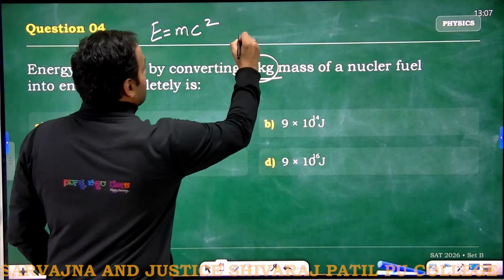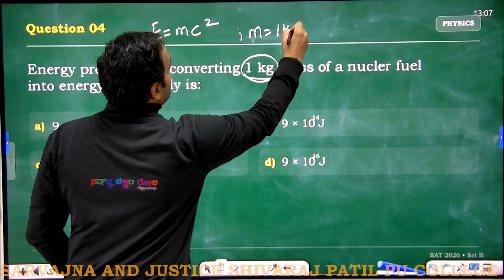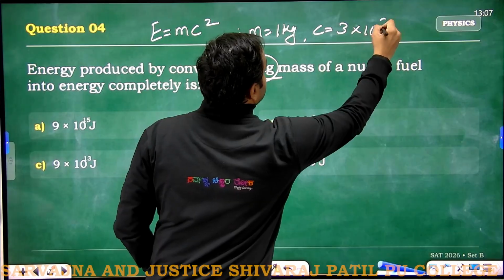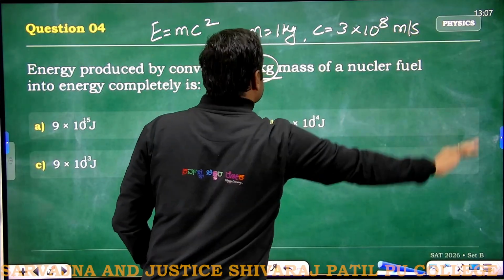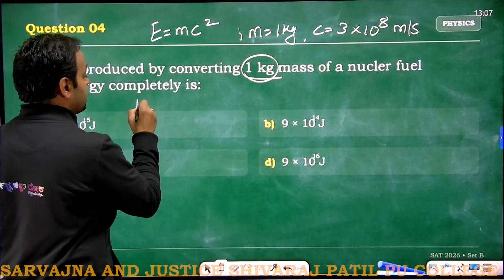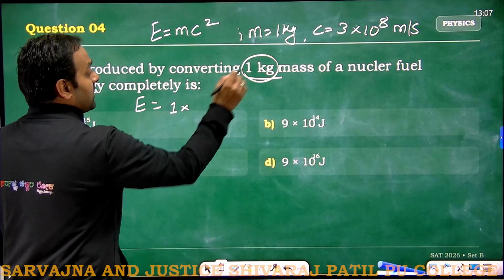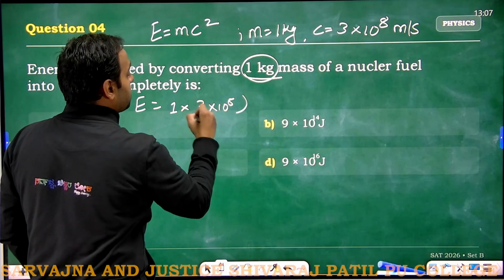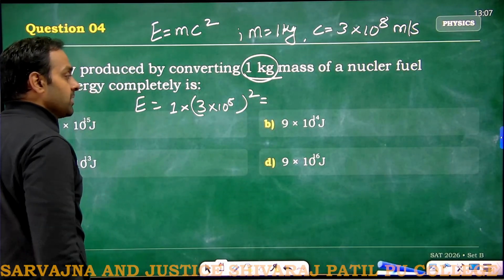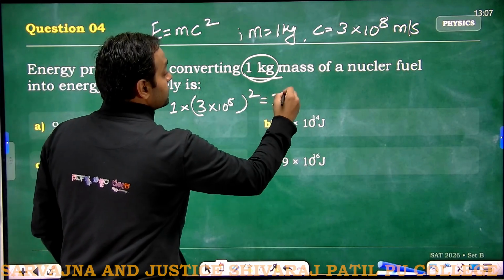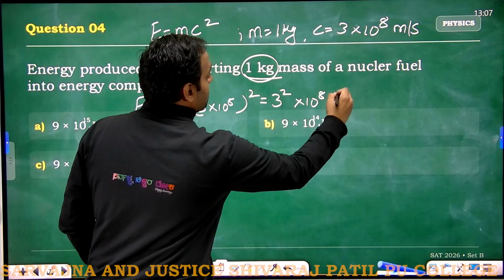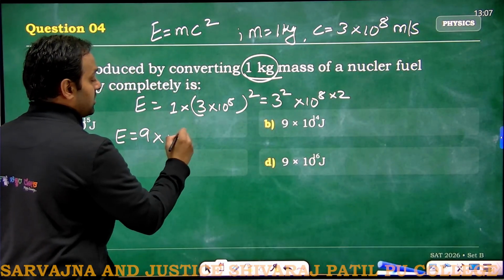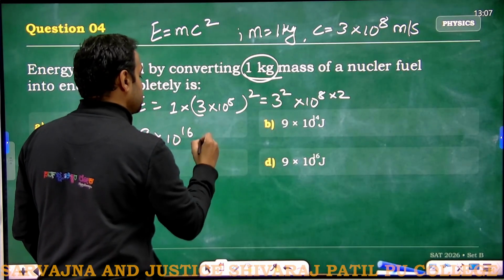ಓಕೆ, ಸೊ ಗಿವನ್ ಕ್ವೆಶನ್ ಅಲ್ಲಿ ಮಾಸ್ ಇಸ್ ಈಕ್ವಲ್ ಟು ಹೌ ಮಚ್? 1 kg. C is what? C is velocity of light. Velocity of light is 3 into 10 power 8 meters per second. If you use both of them, energy is coming out to be mass 1 kg multiplied by C square. C square is 3 into 10 power 8 whole square. Okay, so this will be 3 square into 10 power 16. 3 square is 9. This will become 9 into 10 power 16 joules.